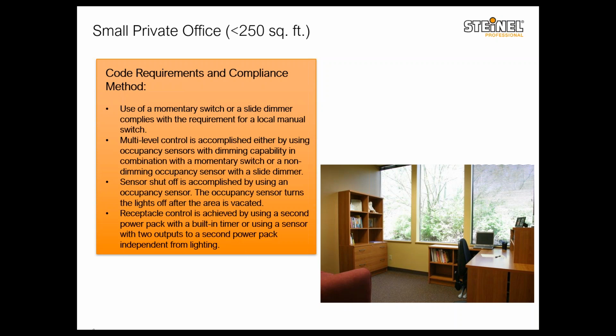So the smallest part mentioned in the code is small private offices smaller than 250 square feet. Obviously, you need a momentary switch or a slide dimmer to comply with the requirement of manual control. Multi-level control is required, whether it's through the sensor or a slide dimmer. As I mentioned, we're using occupancy sensors to shut off the light, so that part of the code is covered. And then we need to have a receptacle control system.